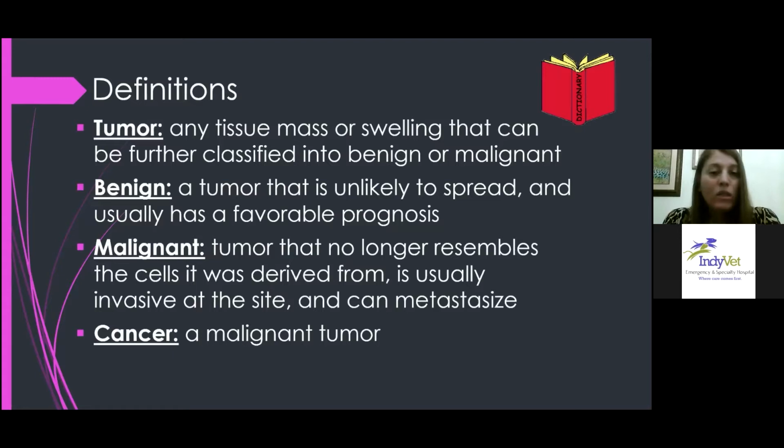A little bit of housekeeping: a couple of definitions that I'll be using throughout the lecture. When I say tumor, that means any tissue mass or swelling that can be further classified into benign or malignant. A benign tumor is unlikely to spread and usually has a favorable prognosis with the correct intervention. A malignant tumor no longer resembles the cells that it was originally derived from. It's usually invasive at the site, and it has the potential to metastasize, which is to spread throughout the body. When I specifically say cancer, I'm referring to that malignant category of tumors.